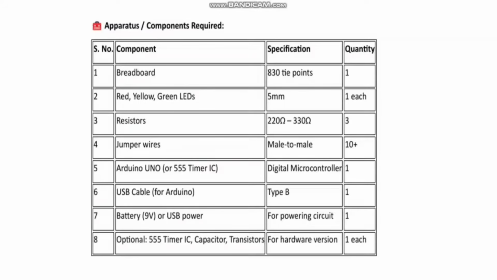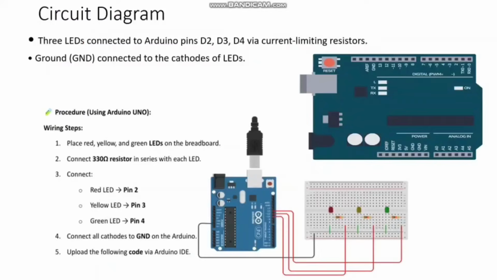The components and apparatus are given. We are taking a breadboard and 3-color LEDs. We are taking a 330 ohm resistor, but this is not available in stock. Therefore, we purchased 220 ohm and we demonstrated with it in Tinkercad as well as the experiment. Jumper wires, Arduino, then we have a USB cable. We purchased Type B, which connects the Arduino with the laptop. A 9 volt battery, but in our demonstration we used 5 volt. The 555 timer is optional.